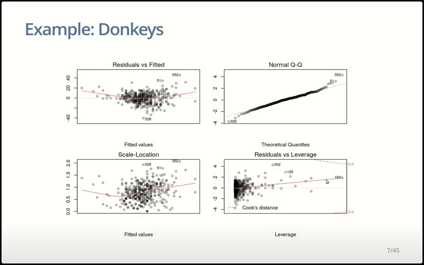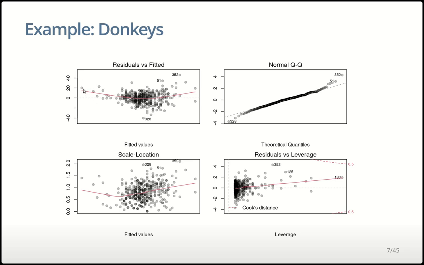So with our donkey data, remember we had heart girth on the x-axis and body weight on the y. Then when we do the model diagnostics, we get these 4 plots. You remember that the first one, the residuals versus fitted, is the one that we assess both linearity and equivariance. So to assess linearity, what you're looking for is presence of a trend, right?